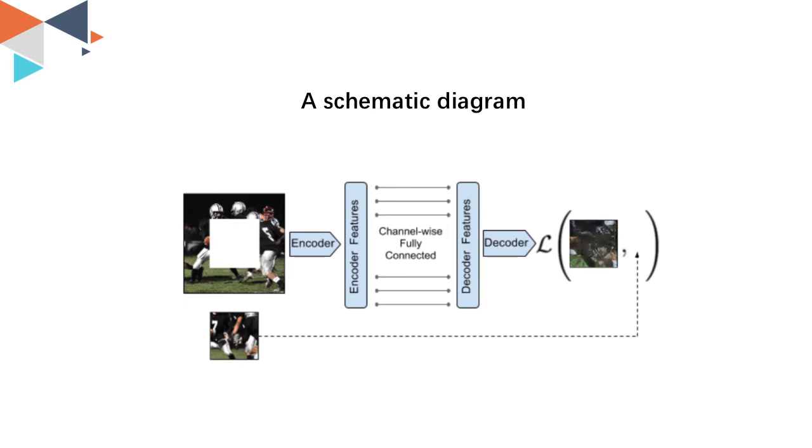The image with the missing parts is the input data, and it is processed by the encoder to get the encoder features. The features are then passed through the channel-wise fully connected layer and become decoder features. The decoder uses these features and finally generates the missing parts.